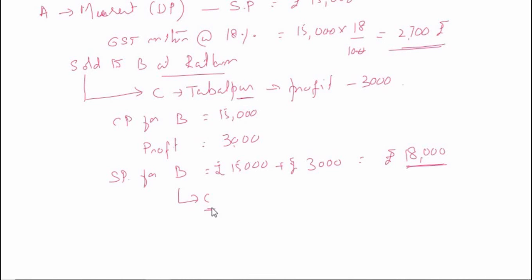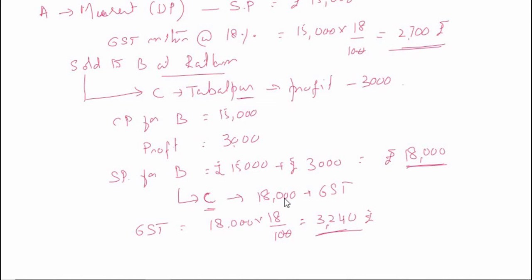So now the end customer at C has to pay this price, that's 18,000, plus the GST on this. So what is his total cost? 18,000 plus GST. Let us calculate GST. GST is 18% of 18,000, which is 3,240 rupees. That is the GST.